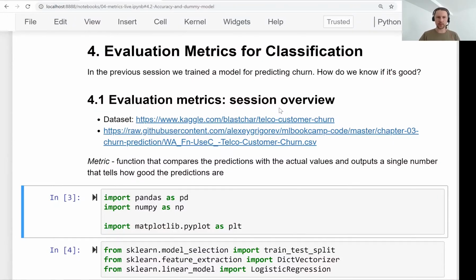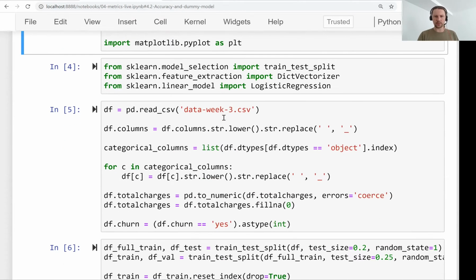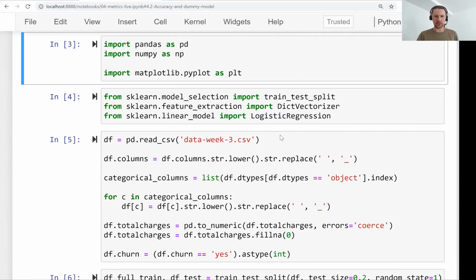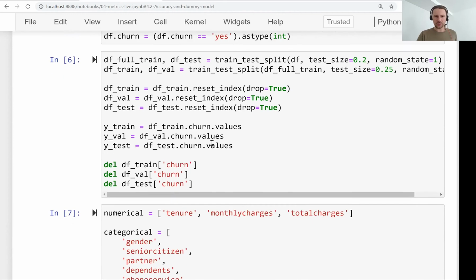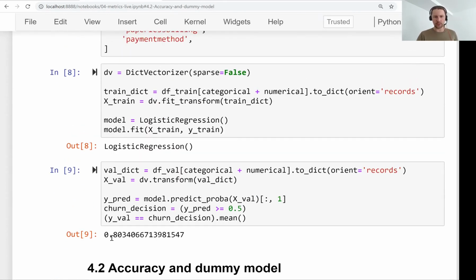This is the notebook we will use. And here I already put all the code from the previous week that is needed for training the model. So we have the train test split, dictionary vectorizer, logistic regression, all the pre-processing. And here we train a model. And then this model is 80% accurate. So this is what we did in the previous week.